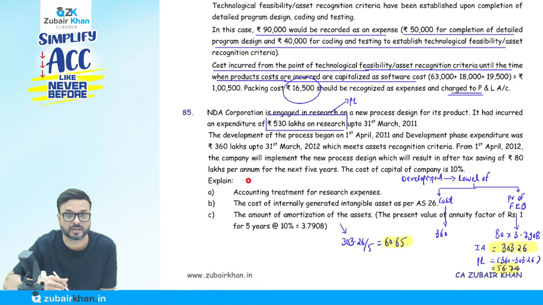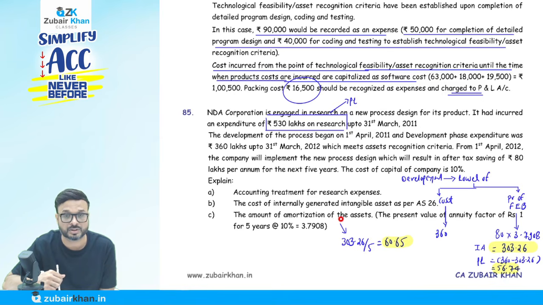So they ask you here about the accounting treatment for research expense: it will go to the P&L account. The cost of the internally generated intangible asset as per AS 26 that will be recognized is 303.26, the lower of the cost incurred and the present value of future economic benefit. The difference will go to the P&L account, even if they don't ask you.